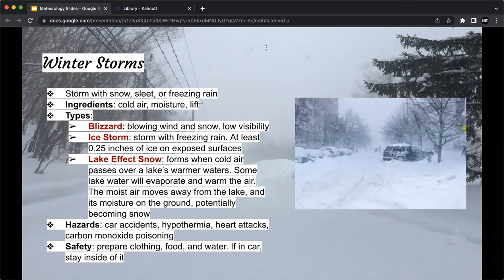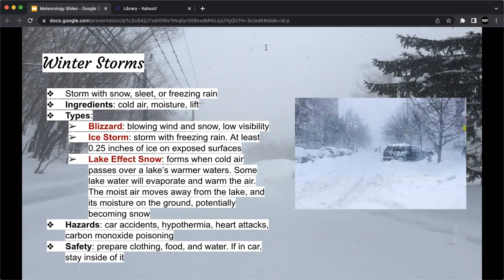We have ice storms, and we also have lake effect snow. You can read those. There's not much time for me to cover them. And so there are many hazards to a winter storm. We have car accidents because, first of all, the roads aren't clear because of snow, and also it's hard to see because of the blowing snow.